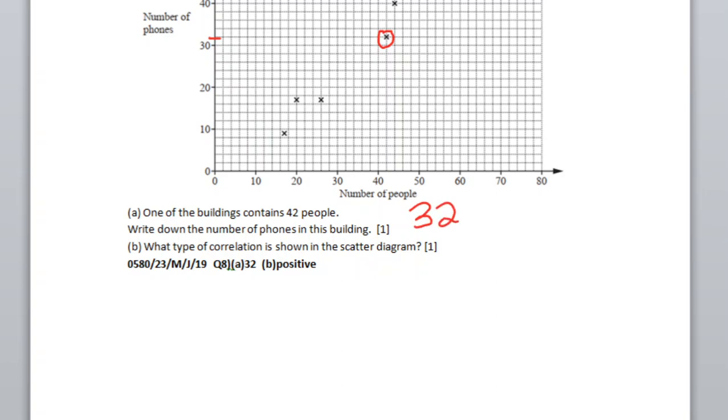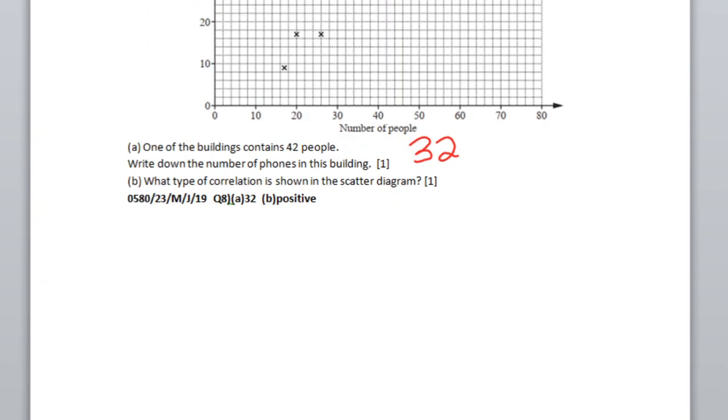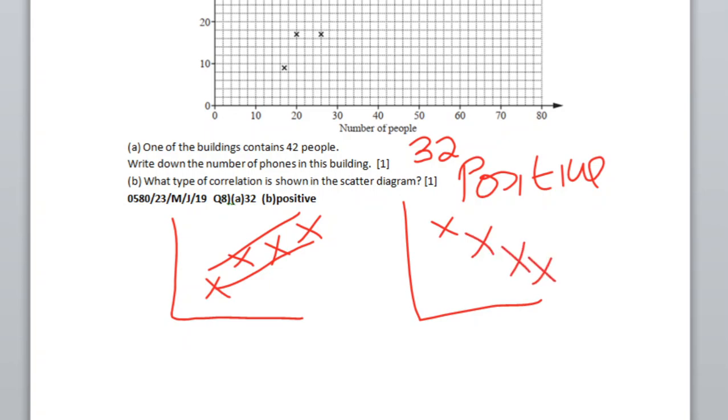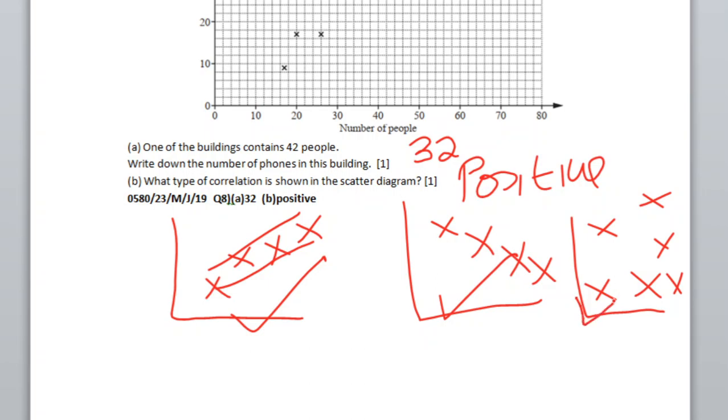Part B, what type of correlation is shown in this scatter diagram? So correlation simply is determined by the pattern of the crosses. The crosses are going up, so the correlation will be positive correlation. So just write positive. If the crosses were going down, we would have written negative correlation. And if the patterns are too scattered away to say whether they're going up or down, we'd say no correlation. So positive correlation, negative correlation, and no correlation at all.